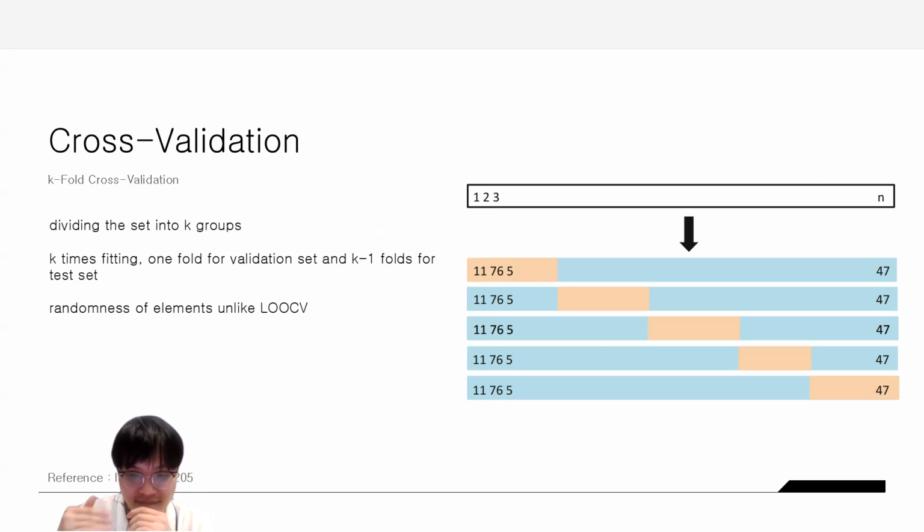Like leave-one-out cross-validation, it repeats K times fitting, and one fold, this orange subset, is used as the validation set, and the other K minus one folds are used as the training set. So this will reduce the cost for dataset size n, but if we look at the elements in the validation dataset, there exists randomness in the folds, unlike leave-one-out cross-validation.